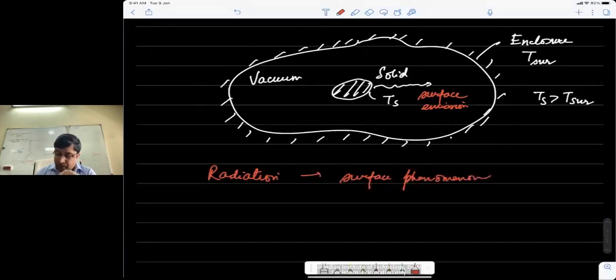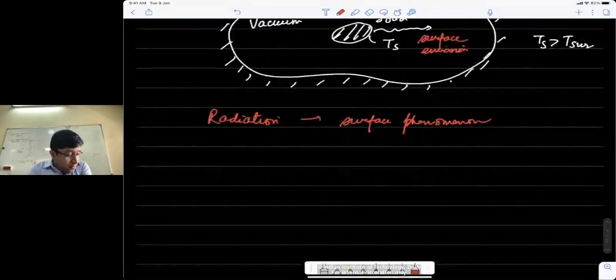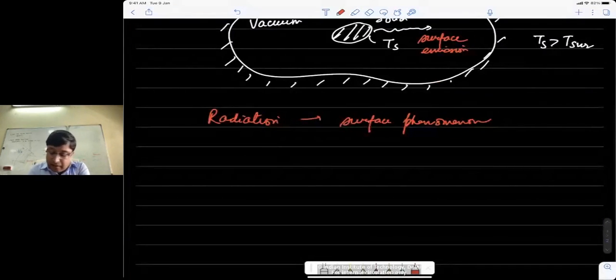Okay. So that is one simplification that we're dealing with in this case. Volumetric phenomena typically happen when you are dealing with gases, and absorption or emission. There is a slightly more complicated treatment which I'm not going to cover in this first course on heat transfer.